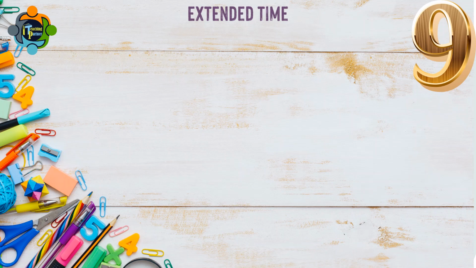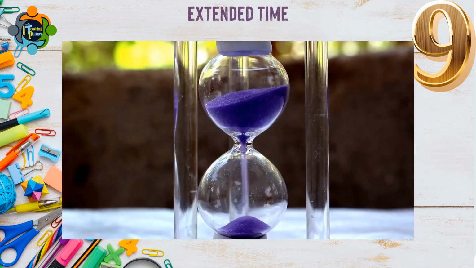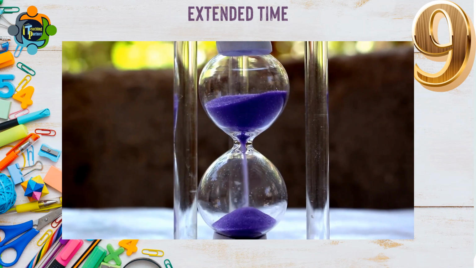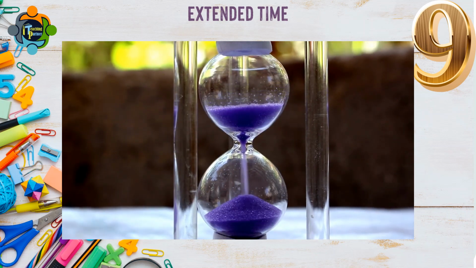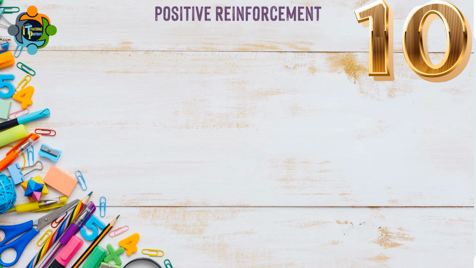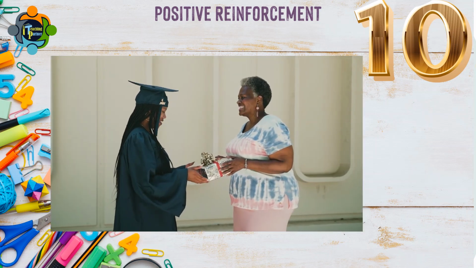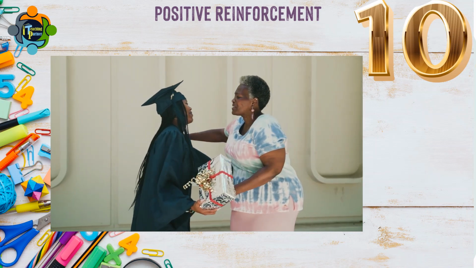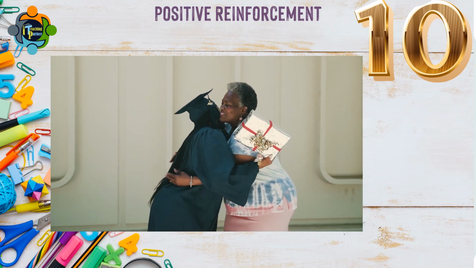Number 9, extended time. Allow additional time for assignments and tests for slow learners who may need more time to process and complete tasks. Number 10, positive reinforcement. Celebrating small successes and rewarding students' progress encourages them to continue working hard.